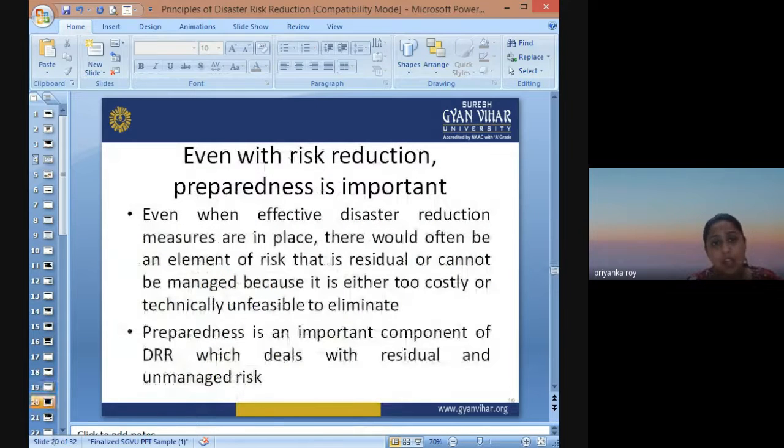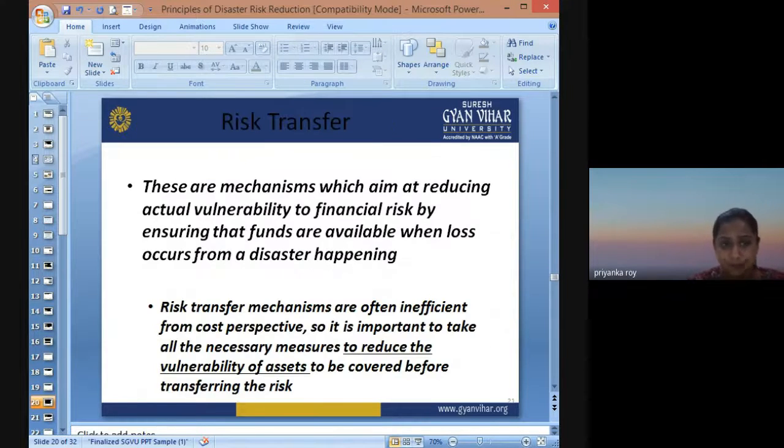So even risk reduction, preparedness is important. Even when effective disaster reduction measures are in place, there would often be an element of risk that is residual or cannot be managed, because it is either too costly or too technically unfeasible to eliminate altogether. So preparedness is an important component in disaster risk reduction, which deals with residual risks and their management.